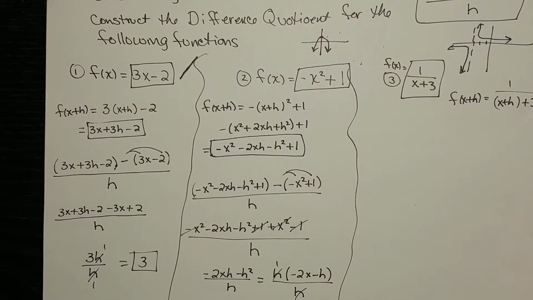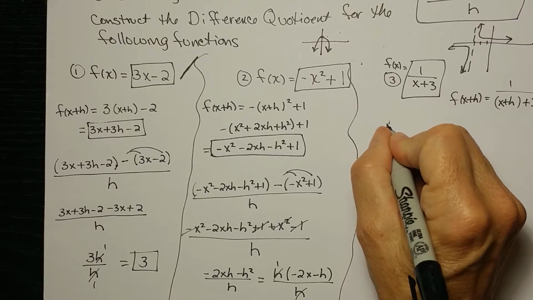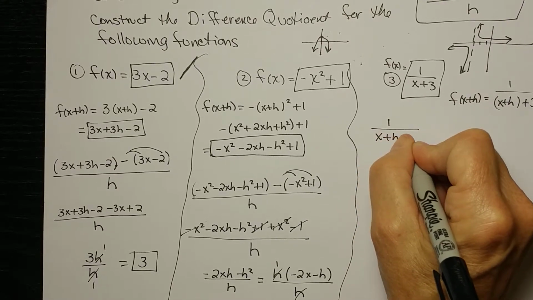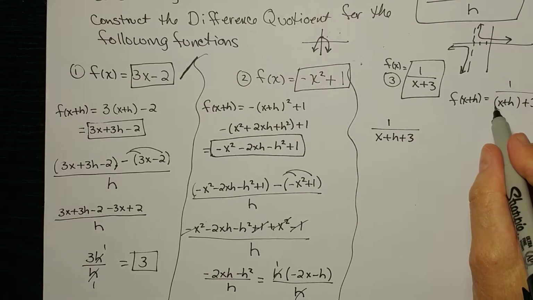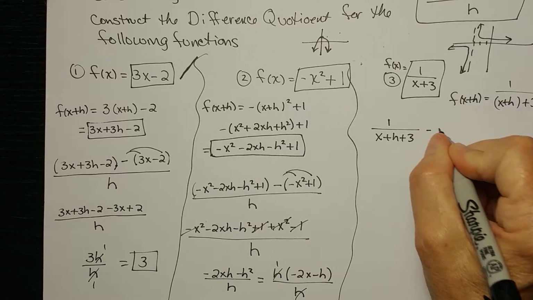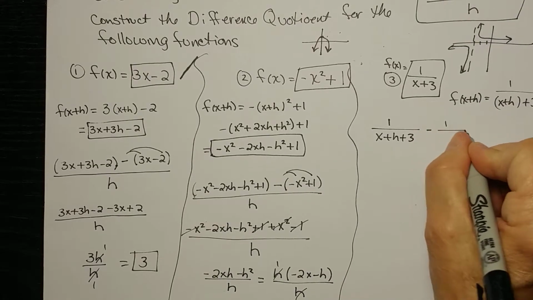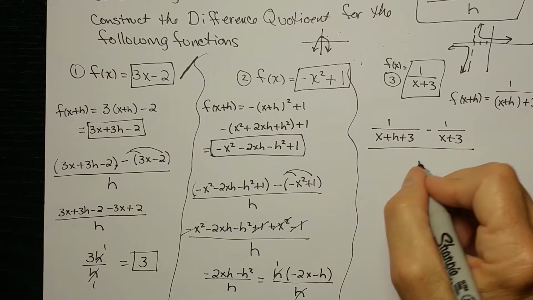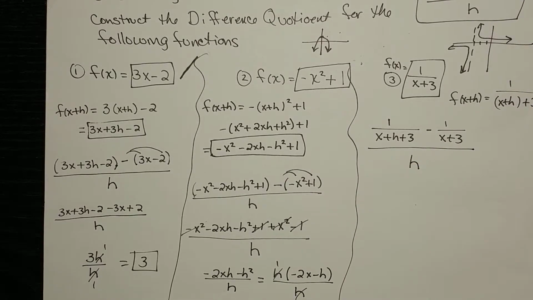All right, let's construct the difference quotient. F of x plus h looks like this: 1 over x plus h plus 3. I was able to remove these parentheses because there's a positive 1 right there. Minus f of x, which is 1 over x plus 3. And this is all over h. That's what this looks like.